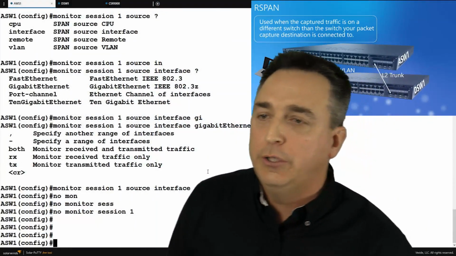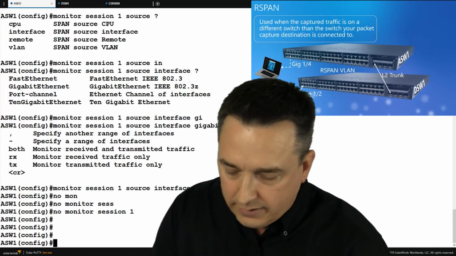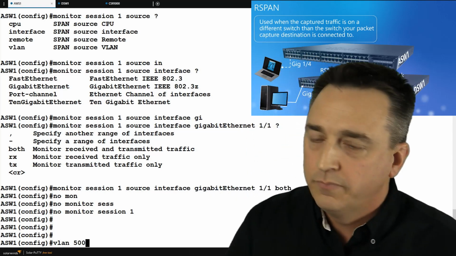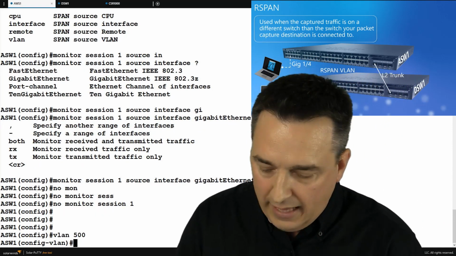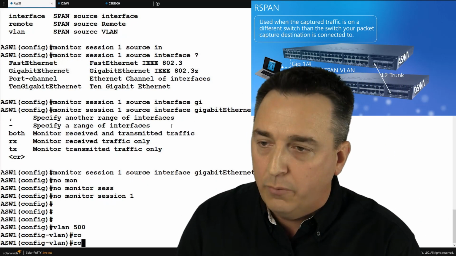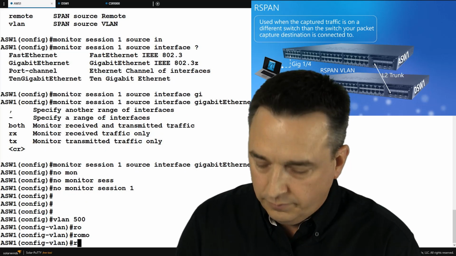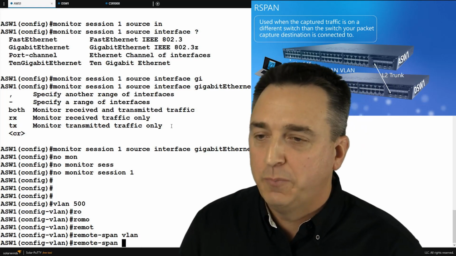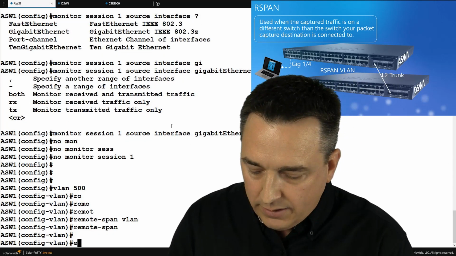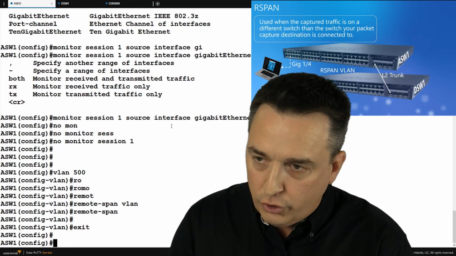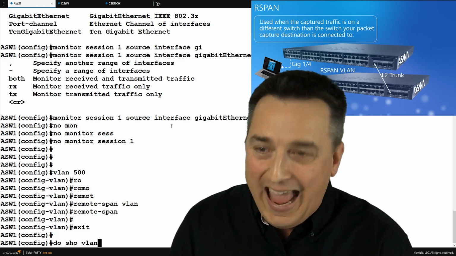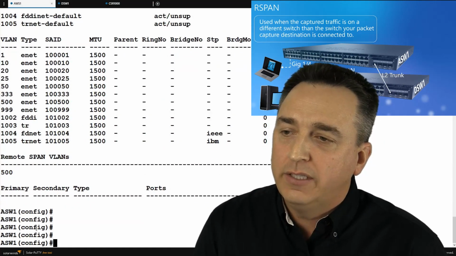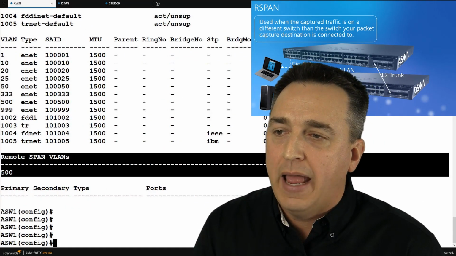So here's what we'll do. We'll go over ASW1. We'll type in VLAN 500. And for VLAN 500, I'm going to say you are a remote SPAN VLAN, or just remote SPAN, right? And what that does is if we look at the output of show VLAN, we'll see if we scroll down just a bit more that this is reserved as a remote SPAN VLAN now.